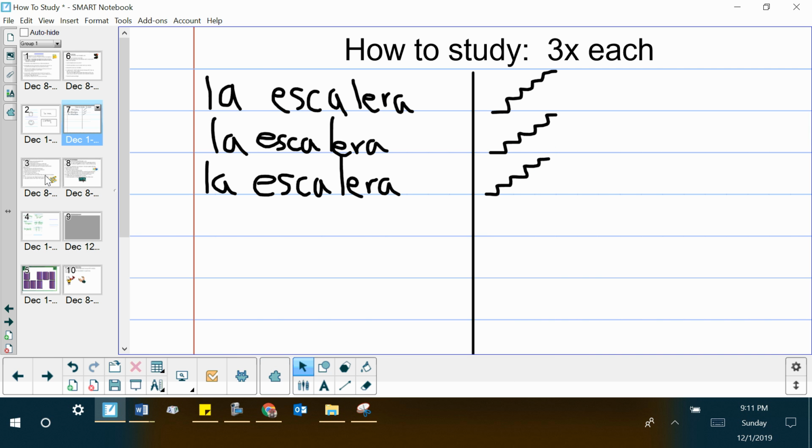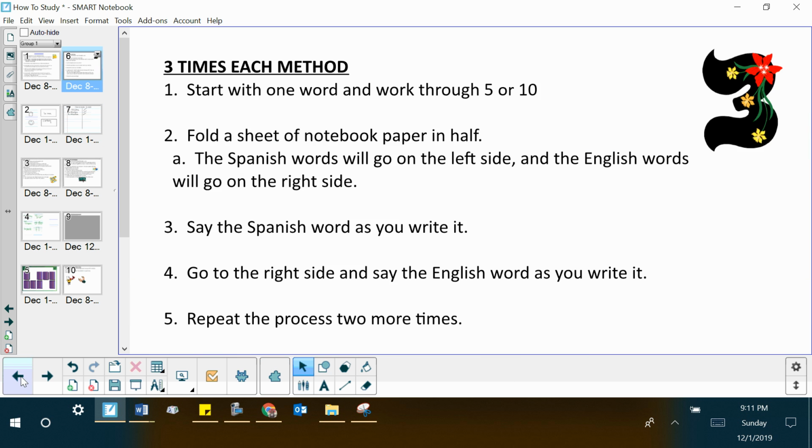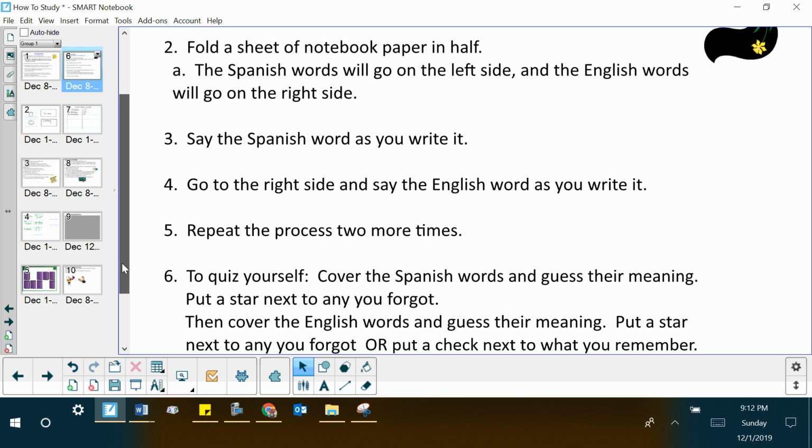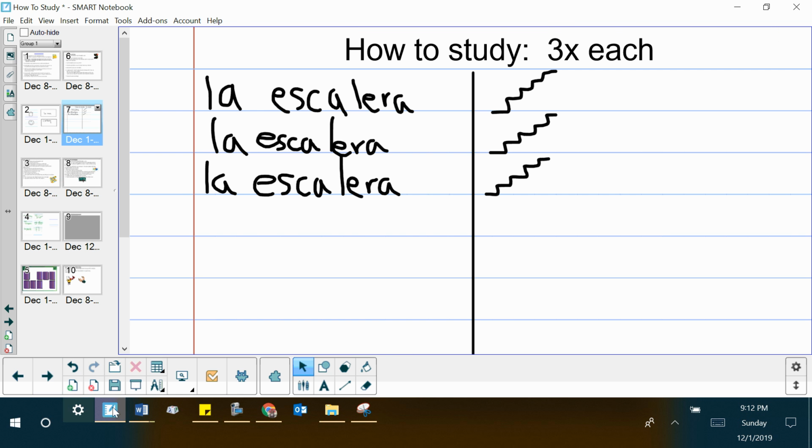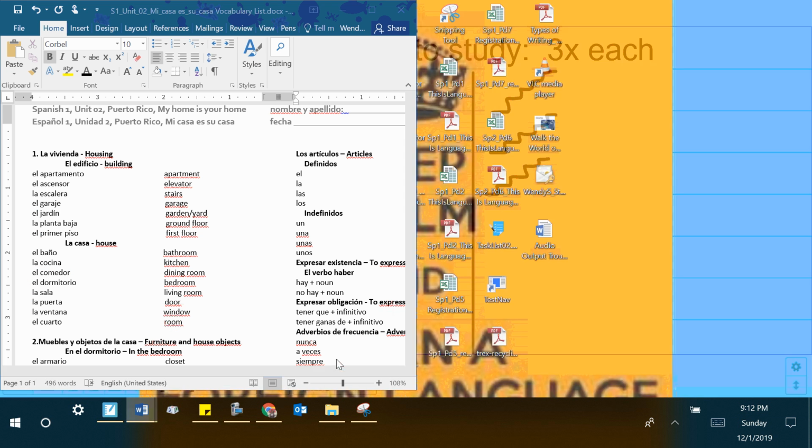Let's see if I followed my own directions. Start with one word. Fold a sheet of notebook paper in half. Spanish words go on the left, English words go on the right. Say the Spanish word as you write it. Go to the right side and say the English word as you write it. Repeat the process 2 more times. All right, I'm not ready to quiz myself. I haven't done enough words. So let's pick another word off the vocabulary list.